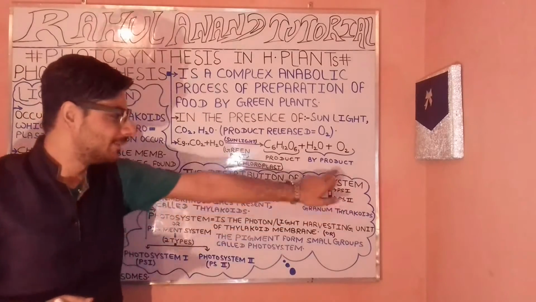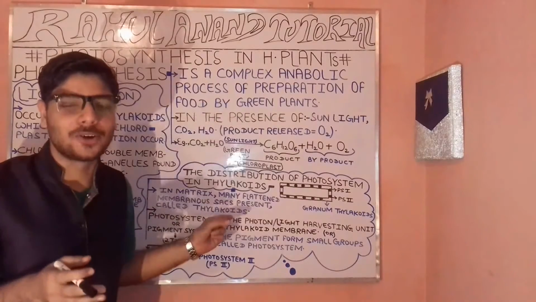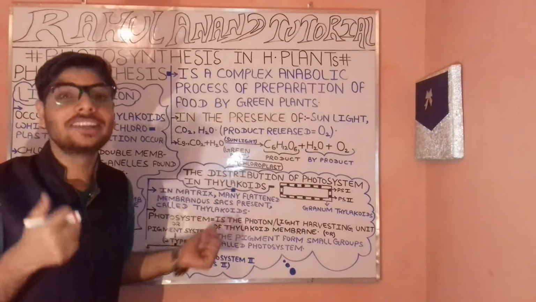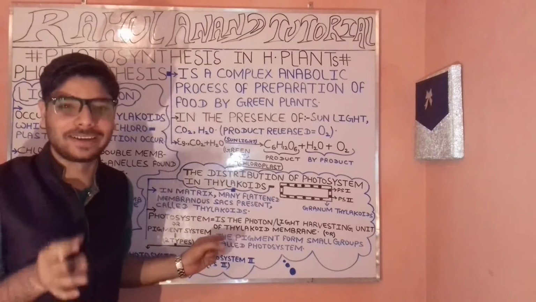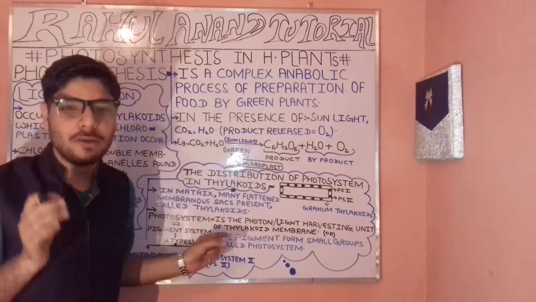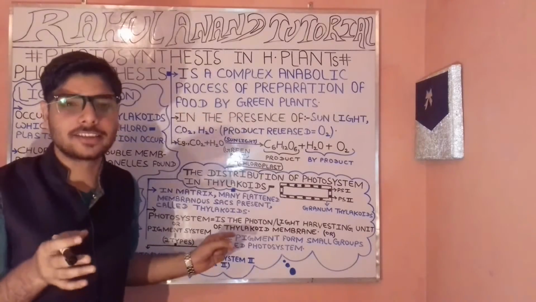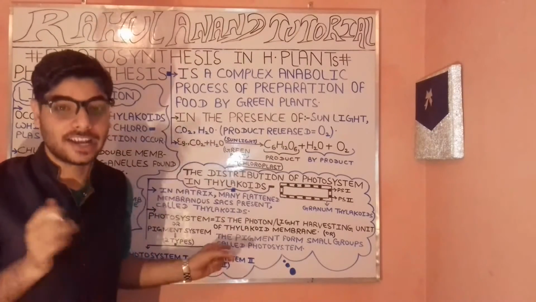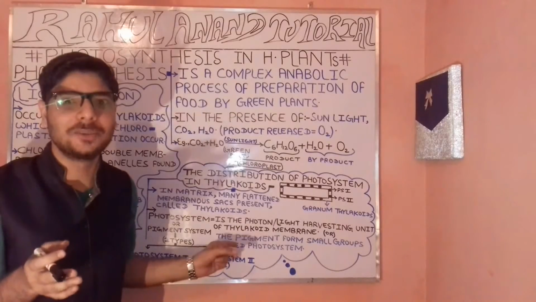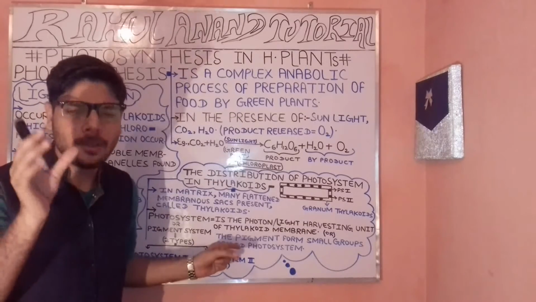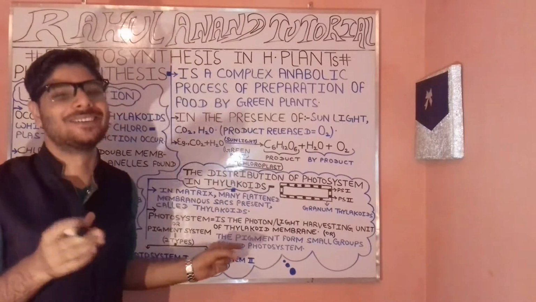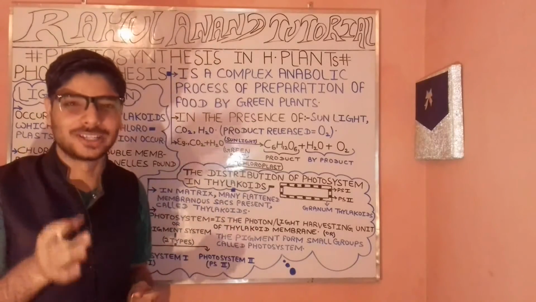Fine. Let's understand the distribution of the photosystem in our thylakoids. What are thylakoids? In our matrix, or the stroma, we have membranous sac-like structures. These are known as thylakoids. In our stroma or matrix, we have many flattened sac-like structures. So these are known as the thylakoids.